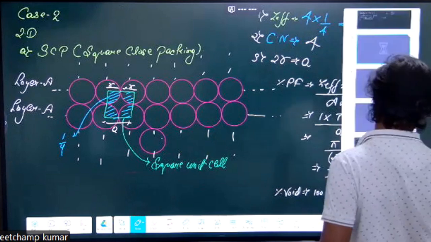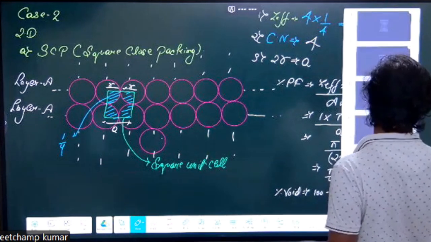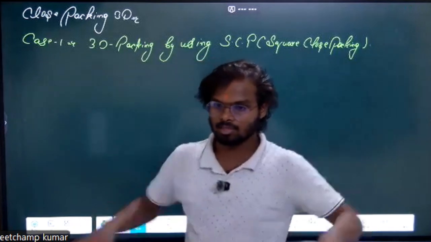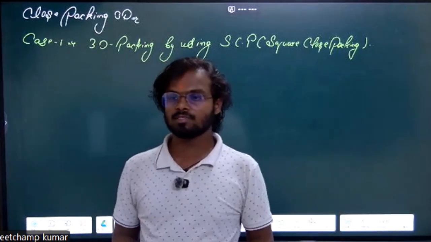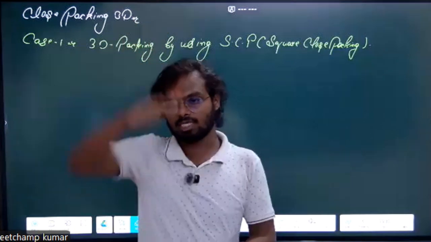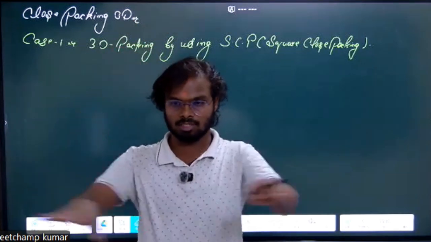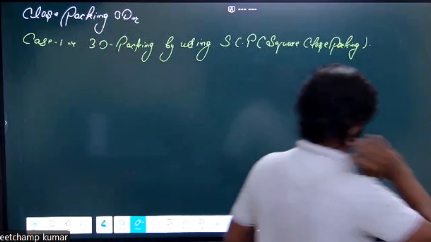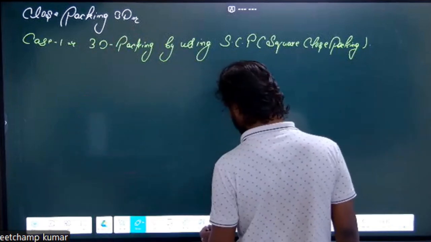Now in 3D, what are we going to do? In 2D we are putting the atoms only in the x and y plane, only in the horizontal plane. In 3D we are going to put the atoms in the z axis also, so it will be in the horizontal as well as in the vertical plane. Both types of things will be there. So let us see how it is going to happen.